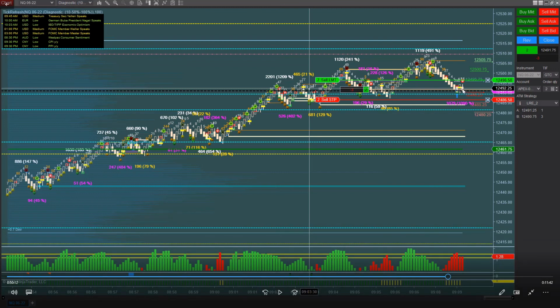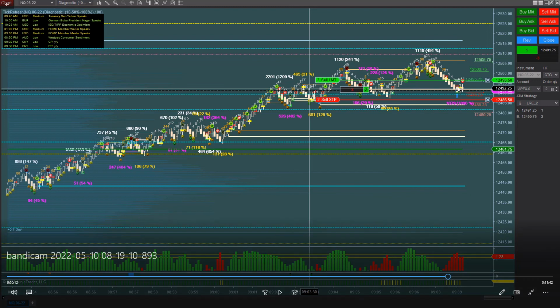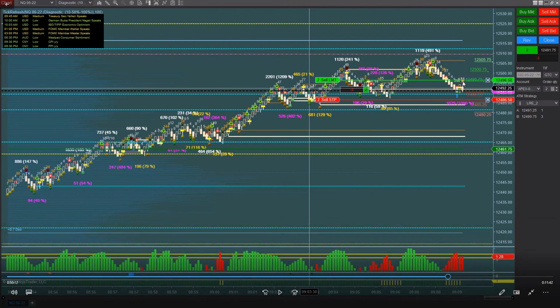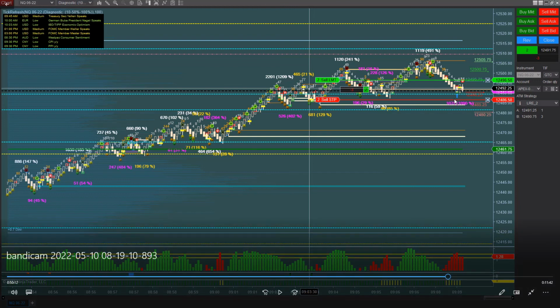And if it comes down and knocks me out, so be it. I'll get my next trade. Because worst thing I want is to be up 16, 17, 18 ticks, and it comes down and becomes a loser. I don't want that. So that's what I do.